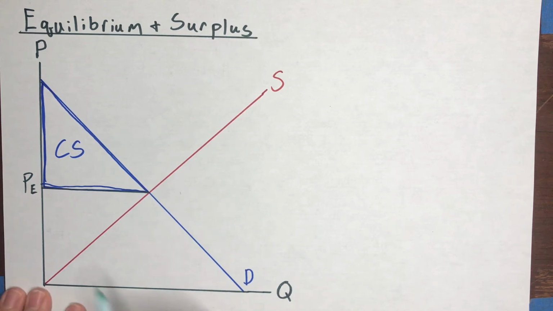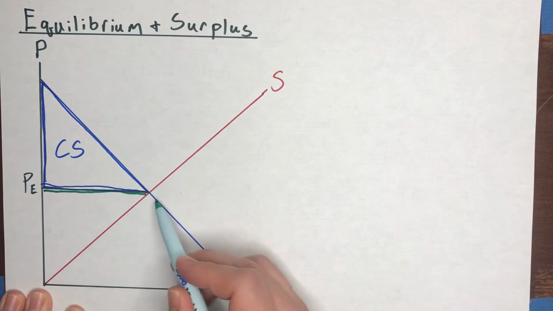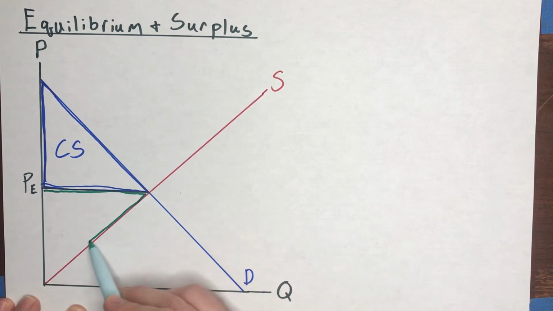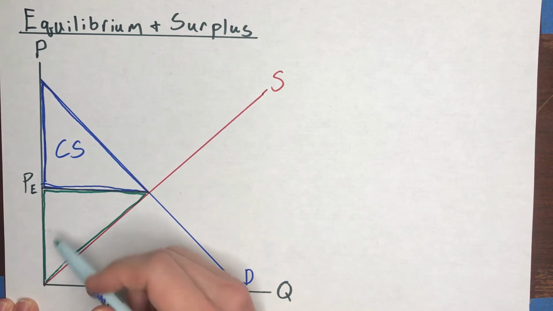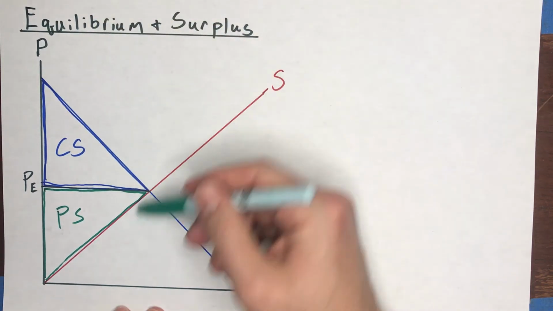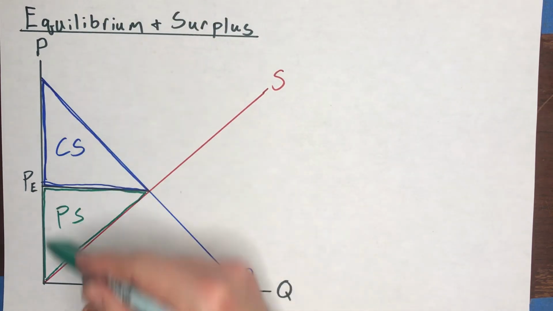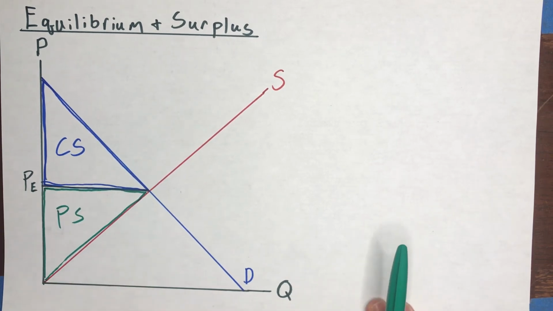Producer surplus is going to be everything below the equilibrium price and above the supply curve, to the right of the y-axis. Okay? And so now notice that area was all of the available gains from trade, and the equilibrium price tells you how much of the available gains from trade will go to the buyers, how much of it will go to the sellers.